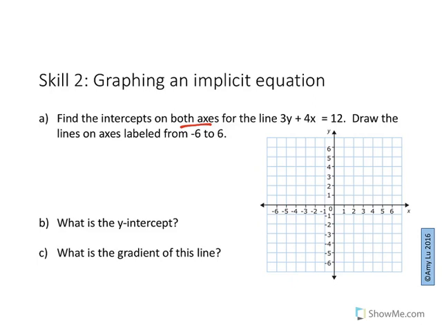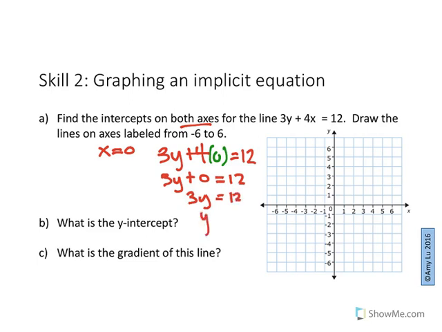In order to graph these, first we need to set x to be 0 and substitute in x as 0 into the equation. So you have 3y plus 4 times 0 equals 12. Then let's solve for y. 3y plus 4 times 0 is just 0, so 3y equals 12. So y equals 4 in this case. So when x is 0, y is 4. So your coordinates are 0, 4. That's your first coordinate.